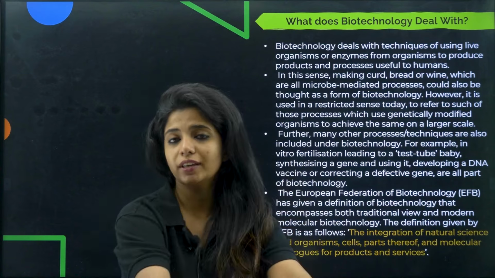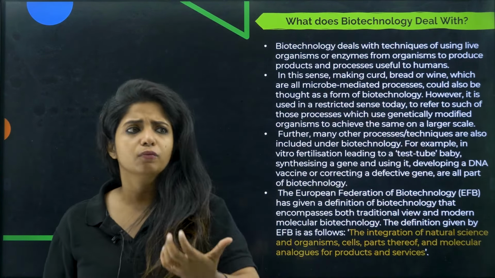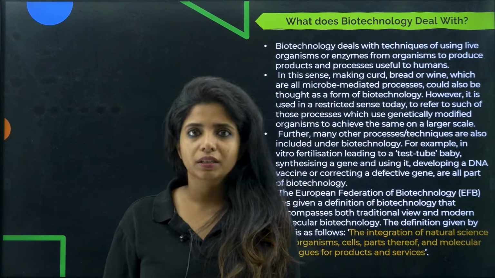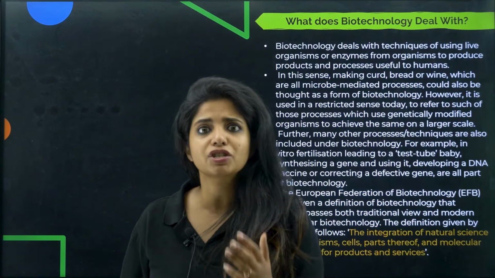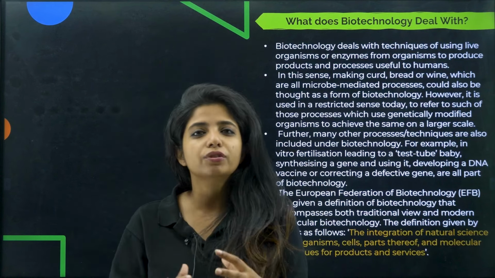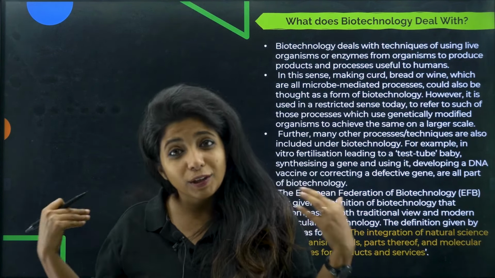I am using that particular organism for bringing curd. Now, making bread or wine. Bread, again, what do you use? You use yeast, Saccharomyces cerevisiae. In wine, what do you use? You use yeast. Fermentation is happening over there. So over here, you are using the organisms, microorganisms, for production of products that we want, children.